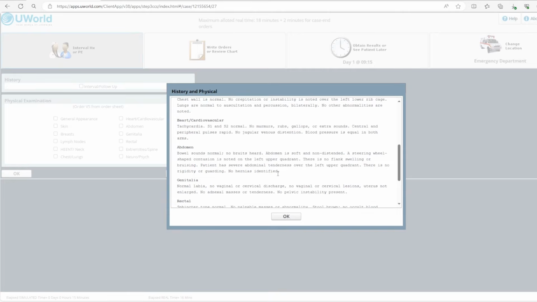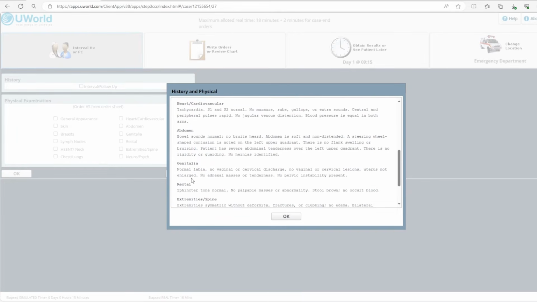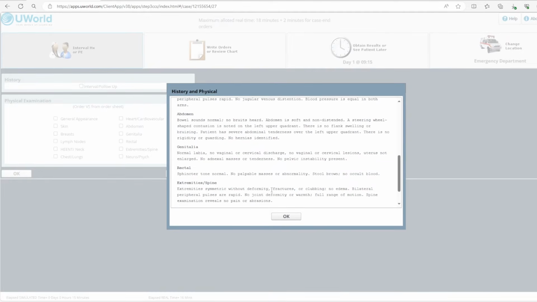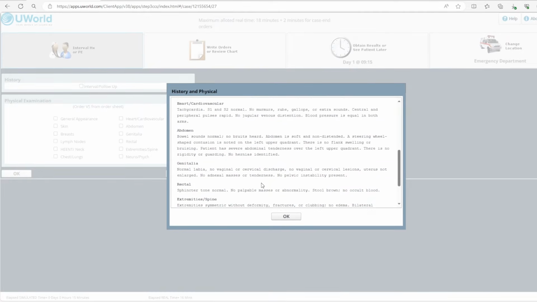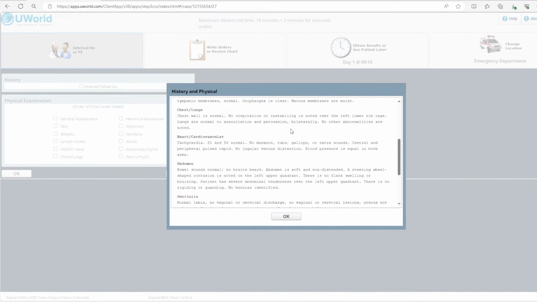No hernias identified. Rectal is important in trauma cases to assess spinal cord injury. It says here sphincter tone normal. And as I said, you can screen the rest of the sections very quickly just to make sure you're not missing a fracture or something in the chest, or that you can't hear lung sounds, that would also affect management significantly. And now we're gonna click OK.